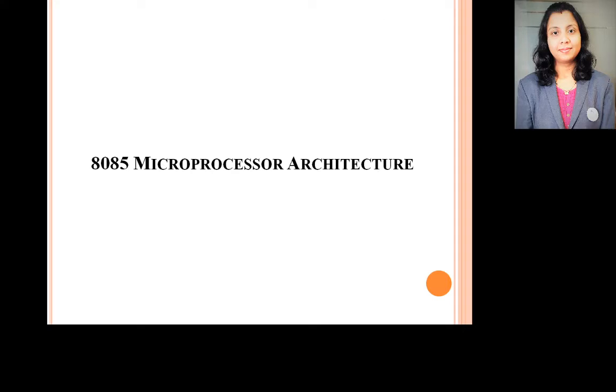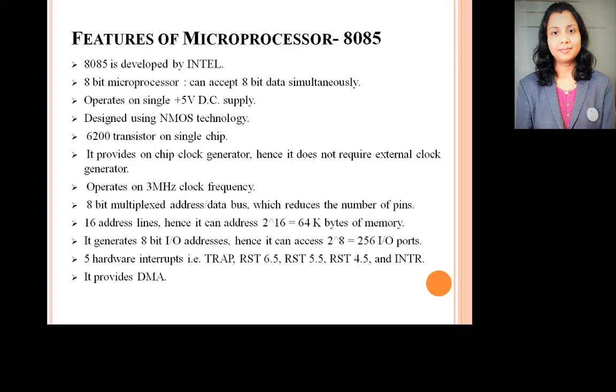Next, we'll go through the 8085 microprocessor architecture. The features of microprocessor 8085. 8085 is developed by Intel. It is an 8-bit microprocessor. It can accept 8-bit data simultaneously. It operates on a single plus 5 volt DC supply. It is designed using NMOS technology. 6200 transistors are embedded on a single chip.